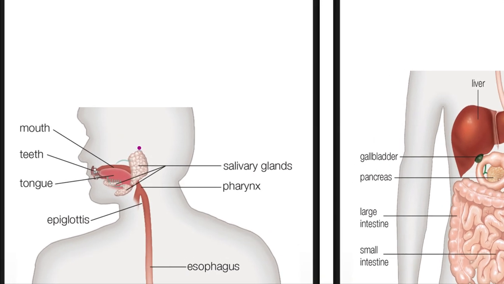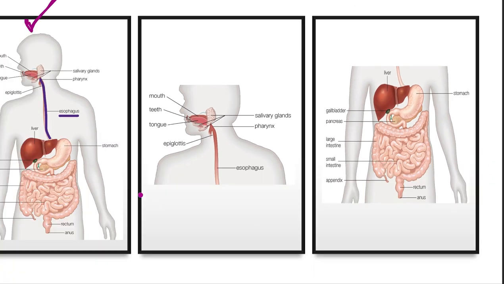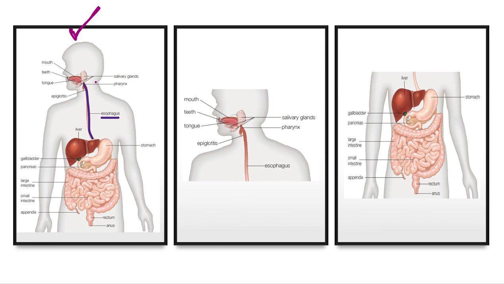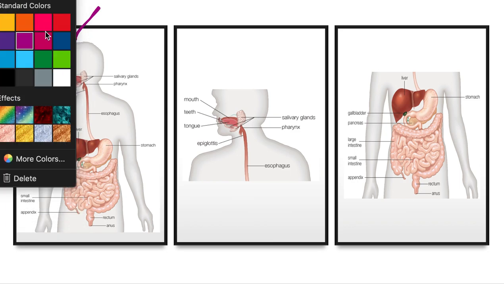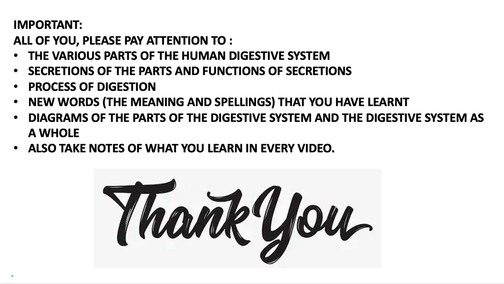When it comes to the mouth, you can just draw the salivary gland in this part. So that is very important. You should learn how to draw this diagram. It's a very important thing, from an examination point of view, and also from a knowledge point of view. You should know what it looks like. So you should be able to draw the parts of the digestive system and the digestive system as a whole.